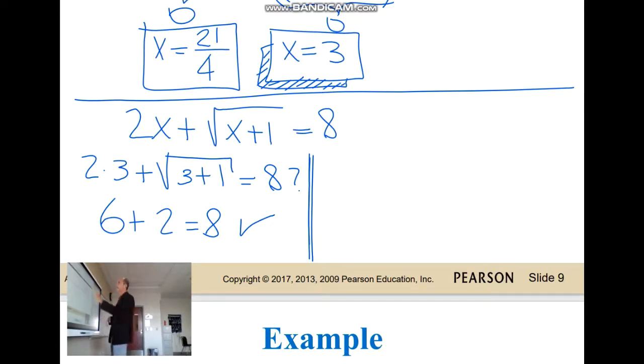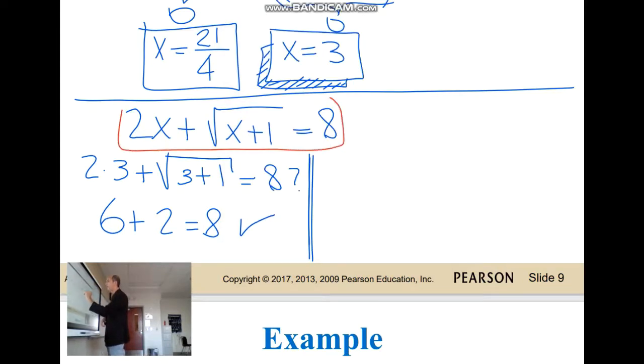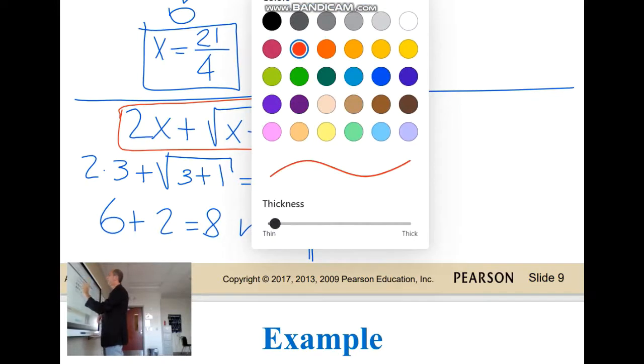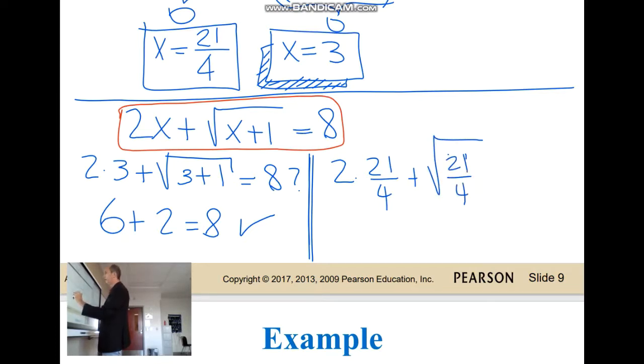Now let's try the other one. And remember, you have to plug into the original equation. Now plugging in the other possible solution, 21 over 4. 2 times 21 over 4 plus square root of 21 over 4 plus 1 needs to be equal to 8. I don't know yet if it is equal to 8. Let's check.